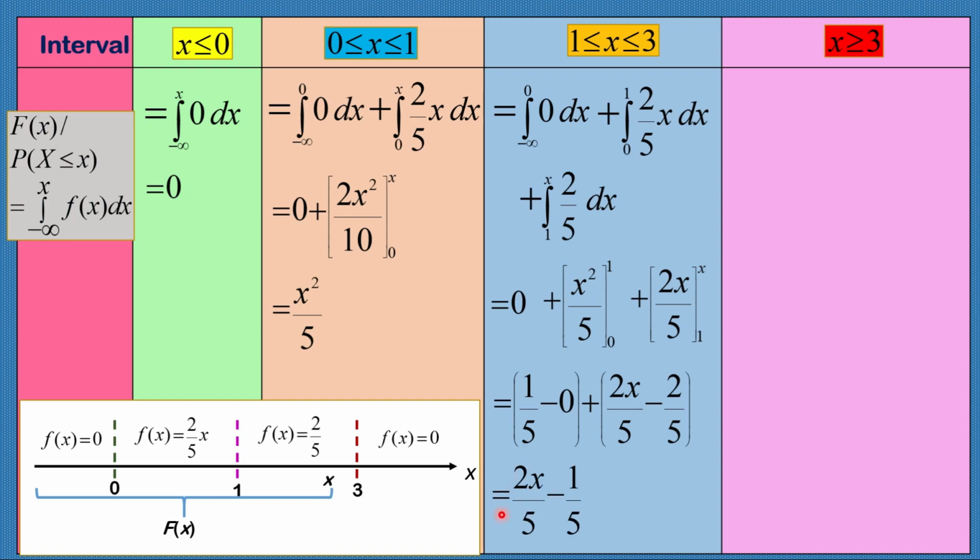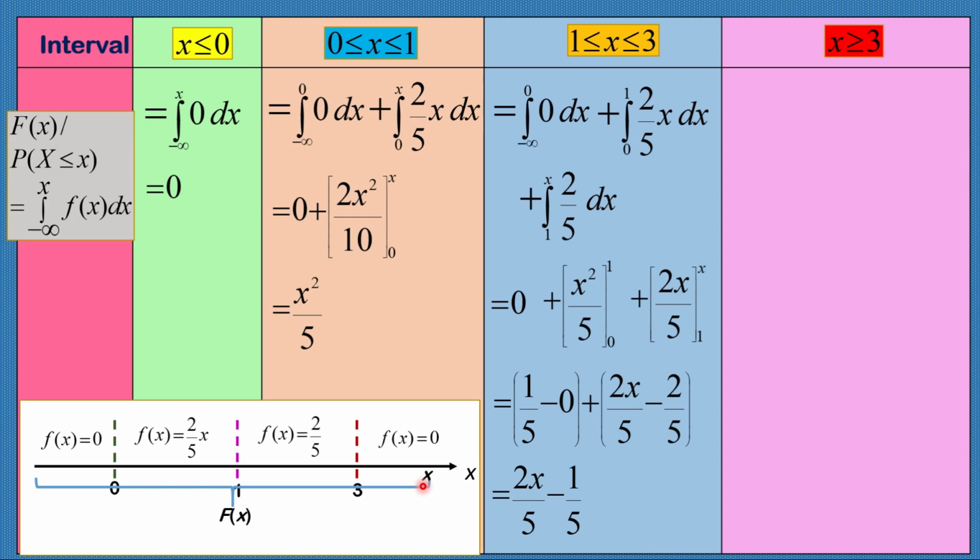And the function for cumulative distribution is 2x over 5 minus 1 over 5. And the last one of the cumulative distribution function is in the interval x greater or equal to 3. So from the real number line, F(x) is equal to the integration from negative infinity to x, and x can be somewhere in the interval 3 to infinity.